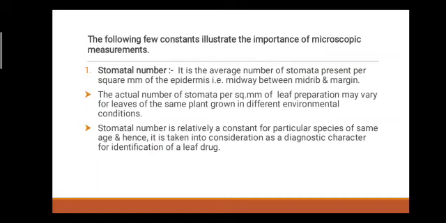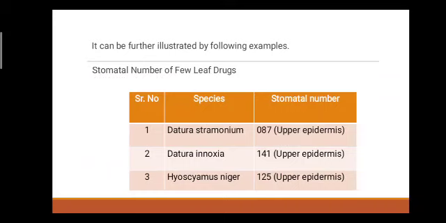Stomatal number is relatively a constant for particular species of same age and hence it is taken into consideration as a diagnostic character for identification of a leaf drug. The adulteration can also be detected by stomatal number. It can be further illustrated by following examples. Stomatal number of few leaf drugs.